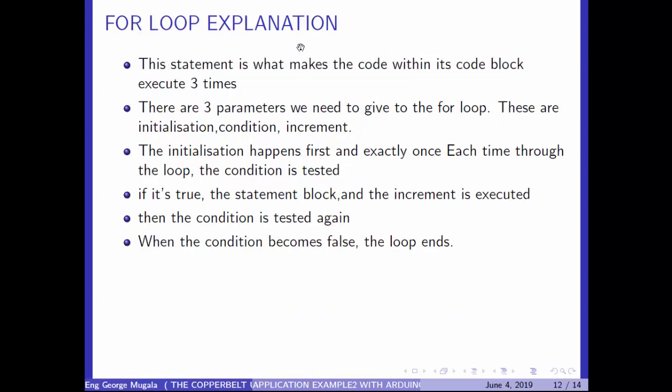Now, what are the basic statements that you have to find within the for loop? The first thing is that this statement is what makes the code within its code block execute 3 times. There are 3 parameters we need to give to the for loop: the initialization, condition, and the increment, just exactly what I talked about. The initialization happens first and exactly once. Then each time through the loop, the condition is tested. If it is true, the statement block and the increment are executed, and then the condition is tested again. When the condition becomes false, the loop ends.